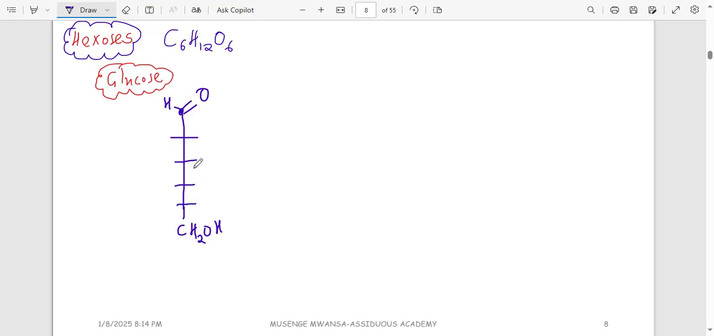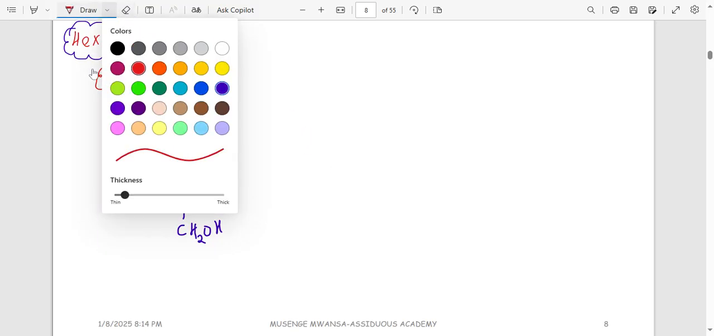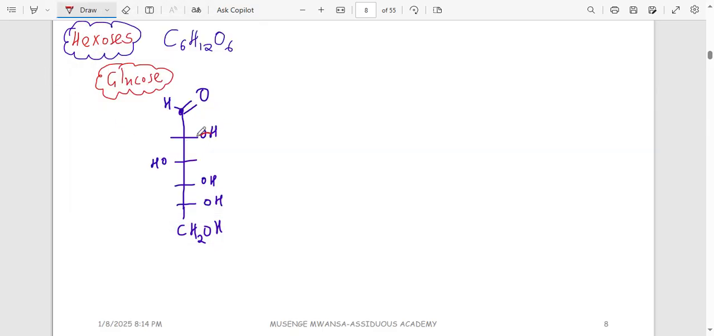Now for glucose, what we need to know is you are going to have OH here. Look at how they are changing. I've got OH here, and then OH here, and then OH here and here. So they make an S. It goes like this if you follow it. Please take note of that. It's very important to help you differentiate it from galactose. You can see that the OHs go like this. It's like an S which they make.